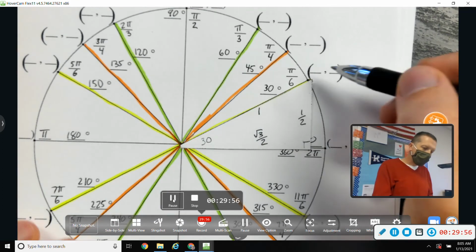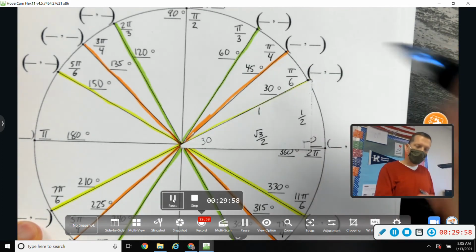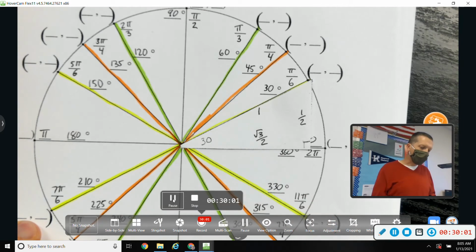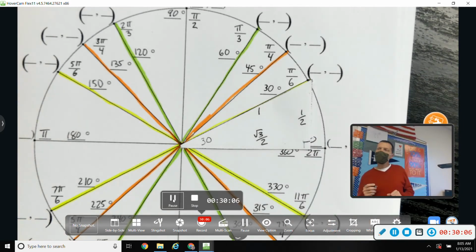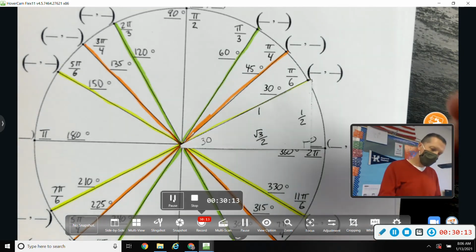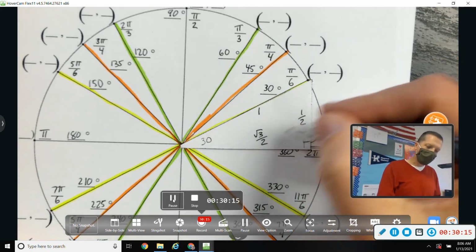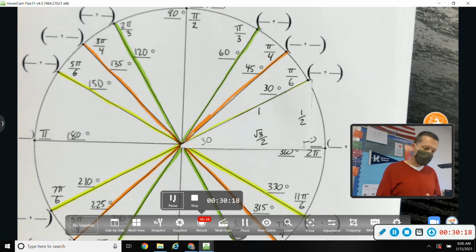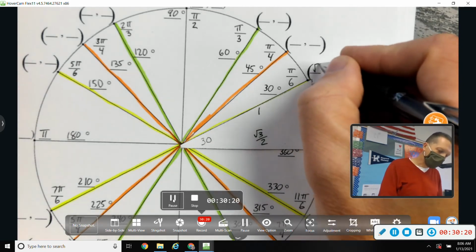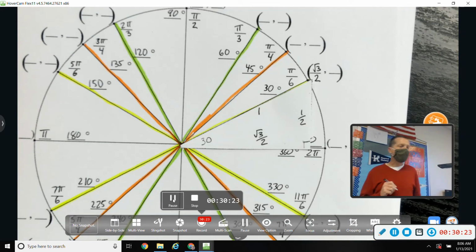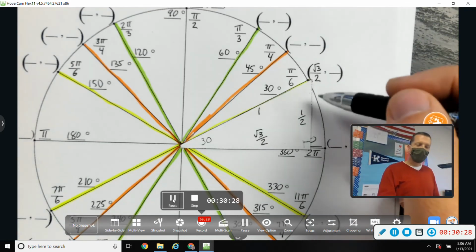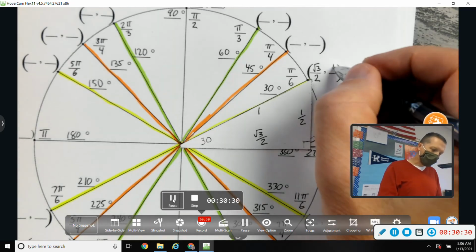The first coordinate is the x coordinate. So based on the lengths of those triangles, what's the x-coordinate of that point? Which one of those sides corresponds with the x-coordinate? Root 3 over 2 or 1/2? Yeah, root 3 over 2 is the x-coordinate, right? Because that's the left and right coordinate. The up and down coordinate is 1/2. So that means the y-coordinate is 1/2.